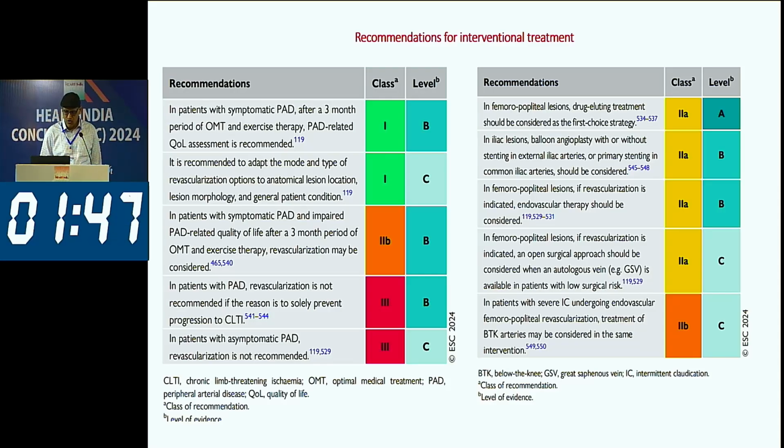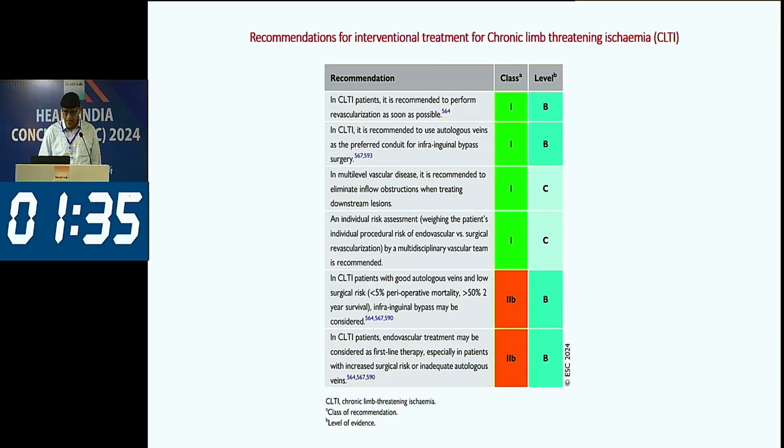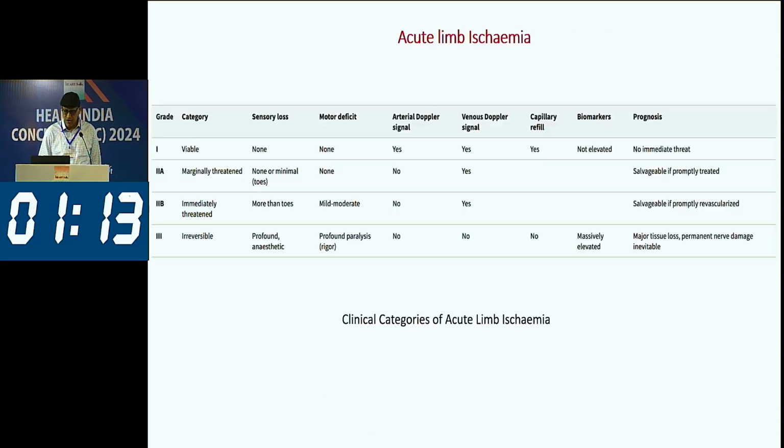If a person undergoes surgery, if autologous vein, that is great saphenous vein, is available, and patient has low surgical risk, these patients can undergo an open surgical approach for revascularization. For chronic limb-threatening ischemia, it is recommended to perform revascularization as soon as possible with the use of autologous vein as a conduit for inguinal bypass surgery. And for multi-level vascular disease, it is recommended to eliminate inflow obstructions when treating downstream lesions. So interventional treatment is recommended for CLTI.